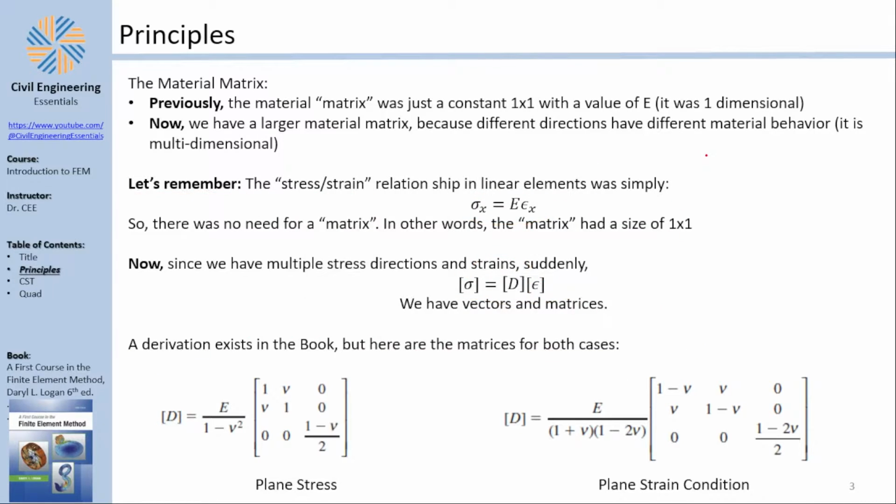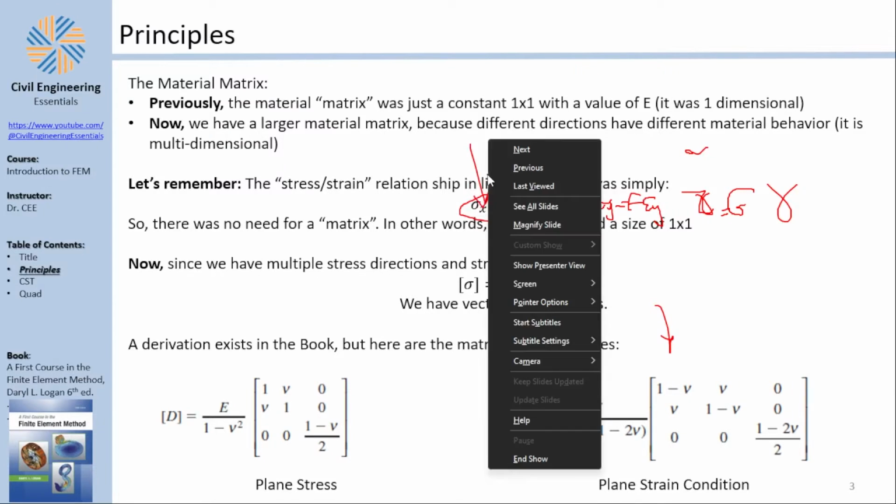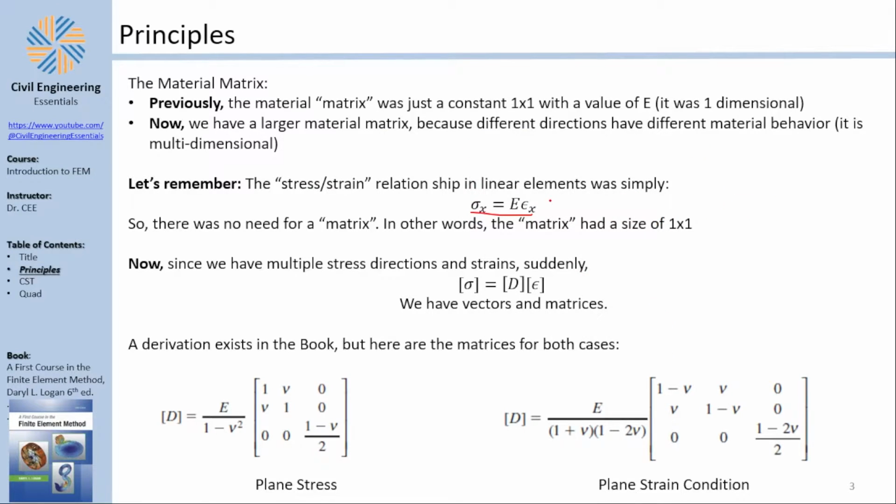Now, one thing that might come into your mind is to say, I don't need this matrix. I can just say sigma x equals E epsilon x. I can also say sigma y equals the same thing, E epsilon y. Tau equals G multiplied by gamma. This is not really true. Well, it's because this is an approximation. It works well for a one-dimensional space because I don't have stresses in the perpendicular direction.